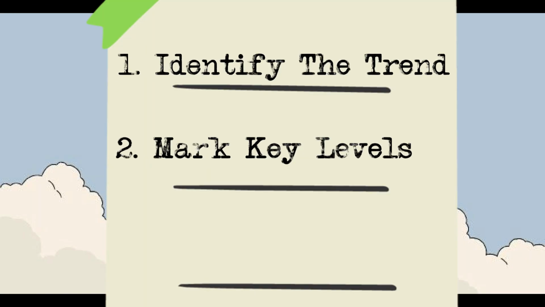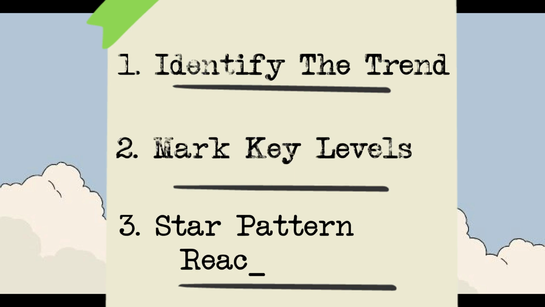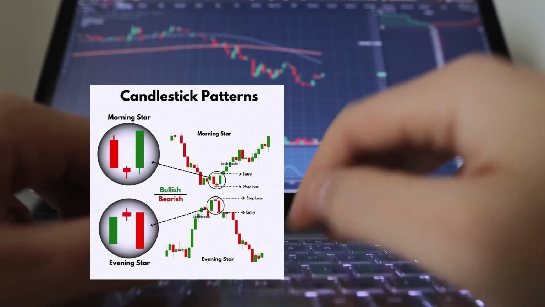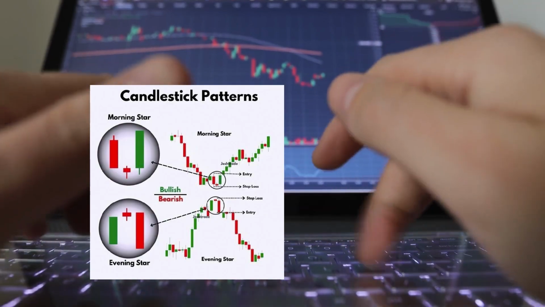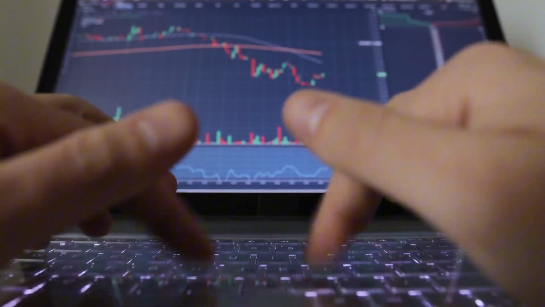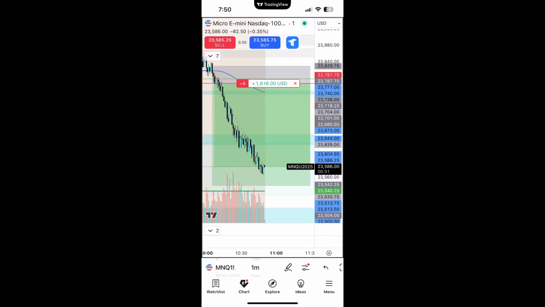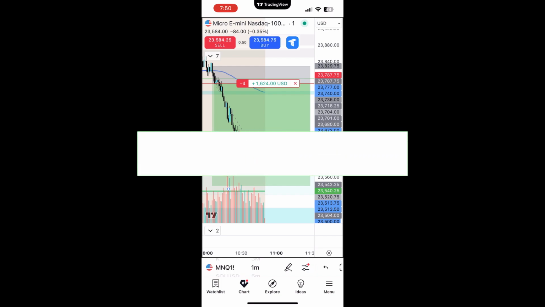Step 3, you want to wait for price to get to this level and have a reaction. The reaction we want to see is a star pattern formation. Do not assume it will have a reaction. Wait for the reaction. This is very important. You want to read what price is telling you and not try to predict what's going to happen. That's gambling.